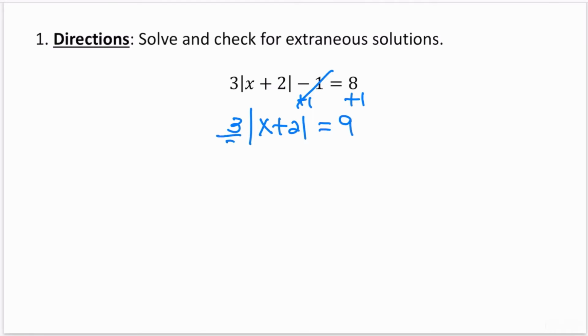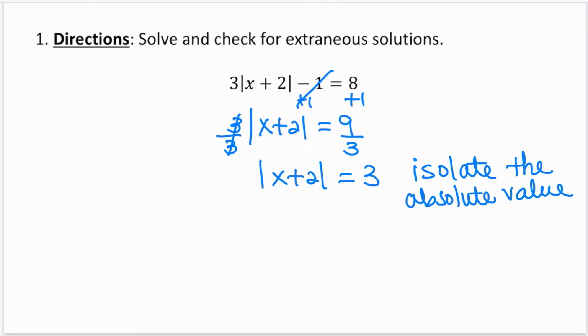I'm going to go ahead and divide by 3, and I'm allowed to do that because the 3 is not an absolute value right now. So I divide by 3, and I'm left with the absolute value of x plus 2 is equal to 3. Once I've isolated the absolute value, I can now go ahead and set up two problems. The first problem is going to say x plus 2 equals 3, just as I see it here. And the second one is going to say x plus 2 is equal to -3.